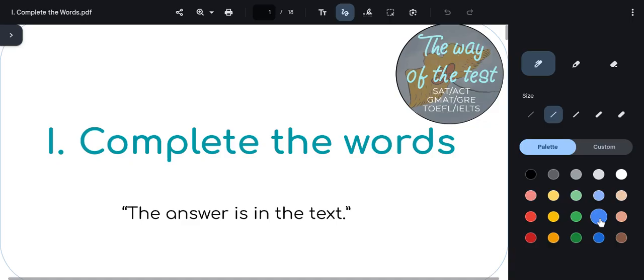Remember, there are three tasks. That does not mean that you only have three questions. You have three tasks, meaning you have three different types of things you have to solve. I know I'm using a very general word, because the word task is the specific word. So, in Complete the Words, in this first task, the answer will be in the text.